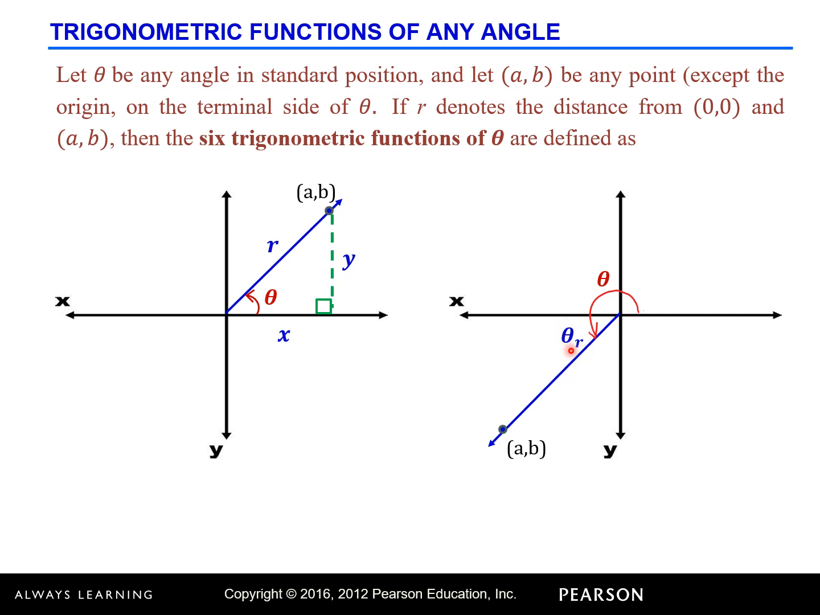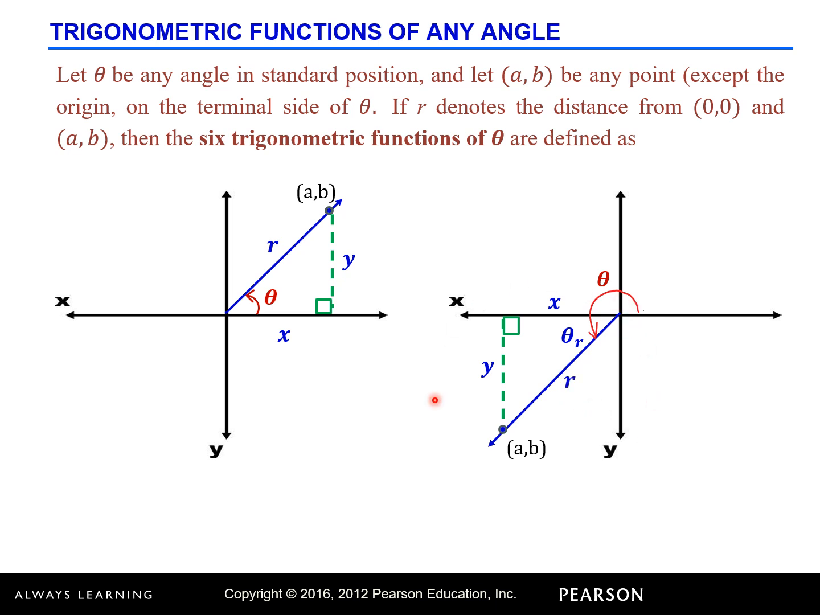Now let us draw the reference right triangle here by creating a vertical line perpendicular to the x-axis. So this is now your reference right triangle. The opposite of this reference angle is this vertical distance, which is y, and the horizontal distance is x, which is the adjacent, and the hypotenuse, or the distance from the origin to this point, is denoted by r.